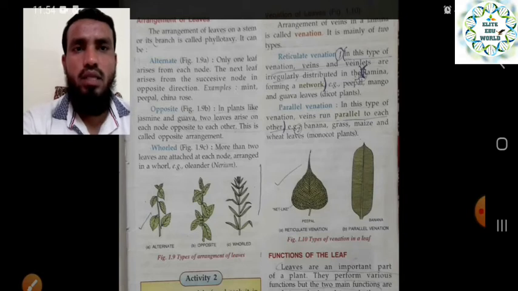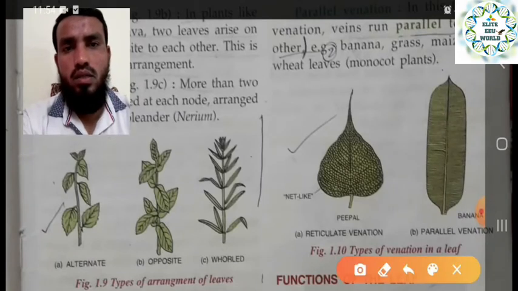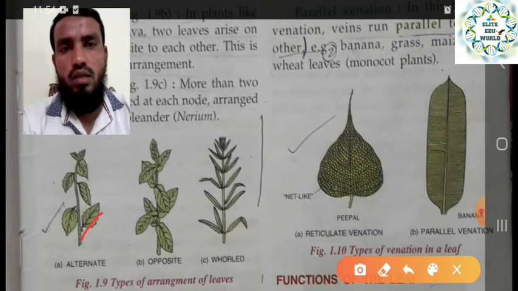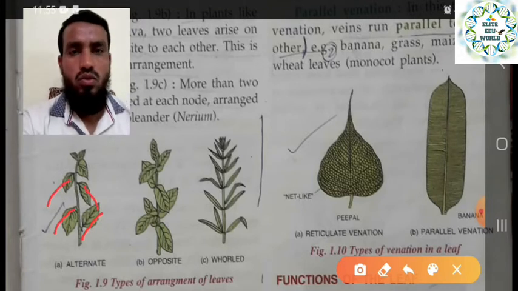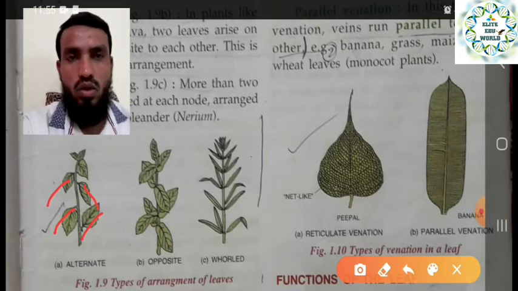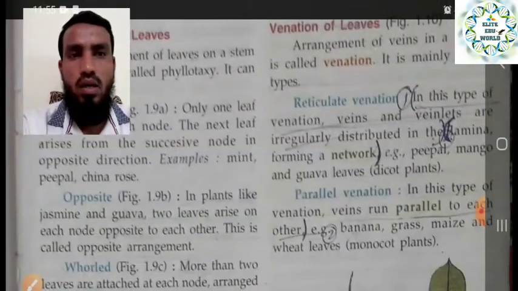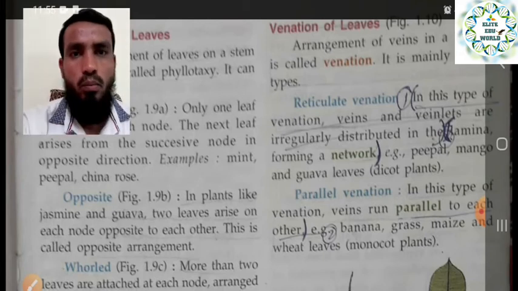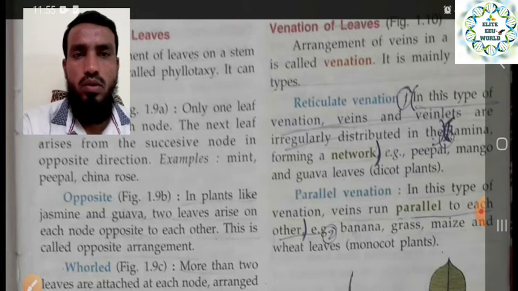And the next leaf arises from the next successive node in the opposite direction, for example mint, peepal, China rose, right. The 2 points we have to keep in mind: first of all, each node has only one leaf, and the successive node has the leaf in the opposite direction. One leaf in this direction, one leaf in the other direction. That is why it is called the alternate arrangement of the leaves. On the basis of that we can divide them. Mint, peepal and China rose are examples of the alternate. Then we will talk about the opposite.